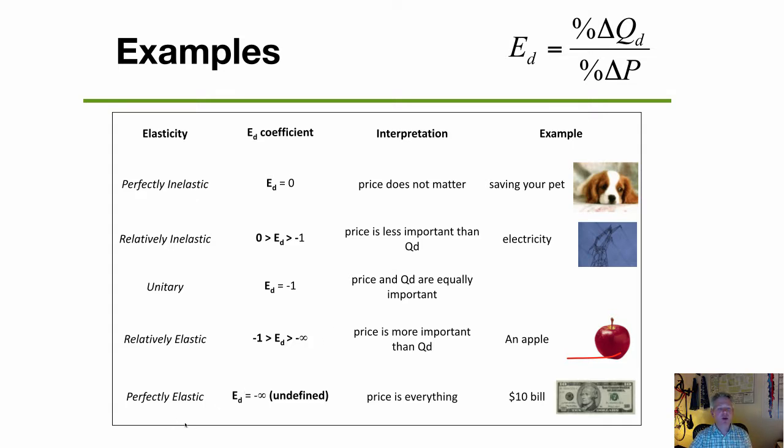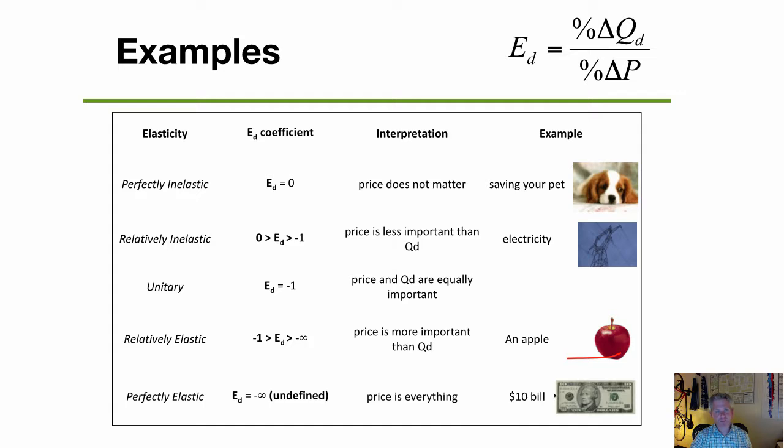And then perfectly elastic is where price is everything. Say, for a $10 bill, how much would you buy? If the price of the $10 bill was less than $10, you'd probably buy as many as I would sell you. But if it was more than $10, you wouldn't buy any at all. And again, that perfectly elastic case is best thought of as a completely limiting case, because we never usually get perfectly elastic goods.